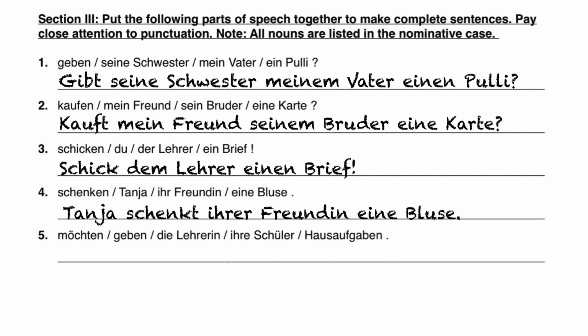Eine Bluse is the accusative case because it's the thing being given. If you take out ihrer Freundin, it makes perfect sense without it. Tanya is giving a blouse. We don't know to whom without having ihrer Freundin in there, but it would make sense without it.